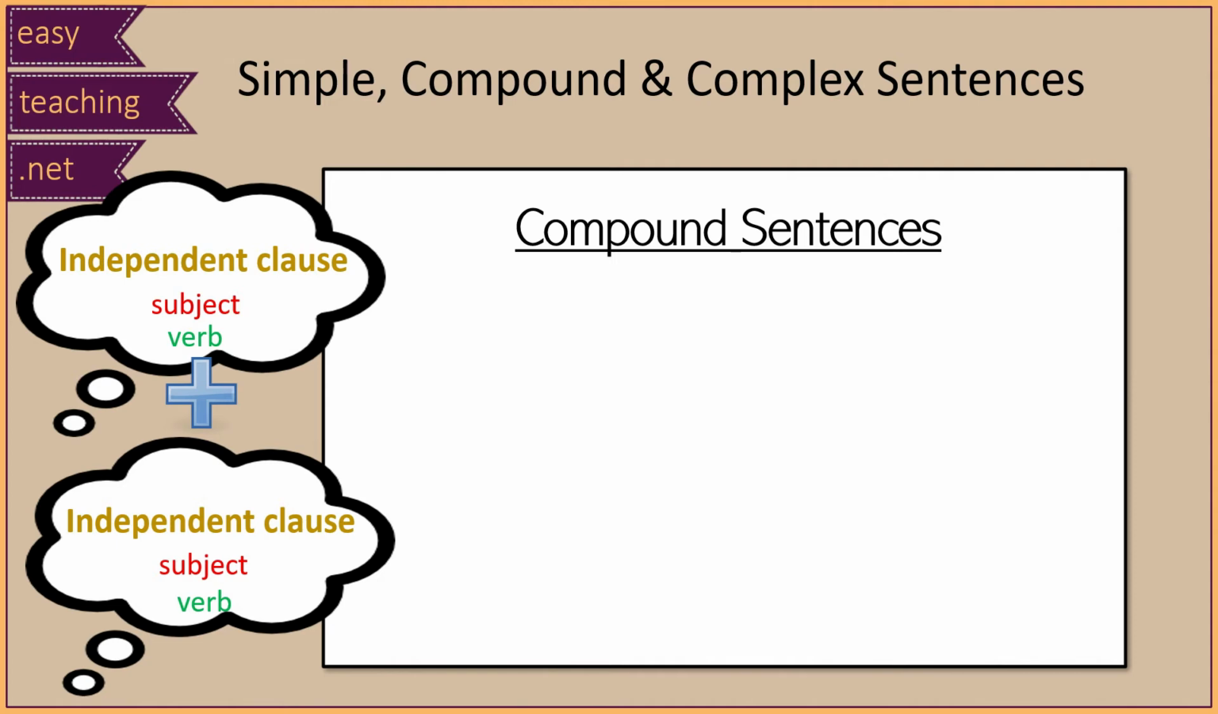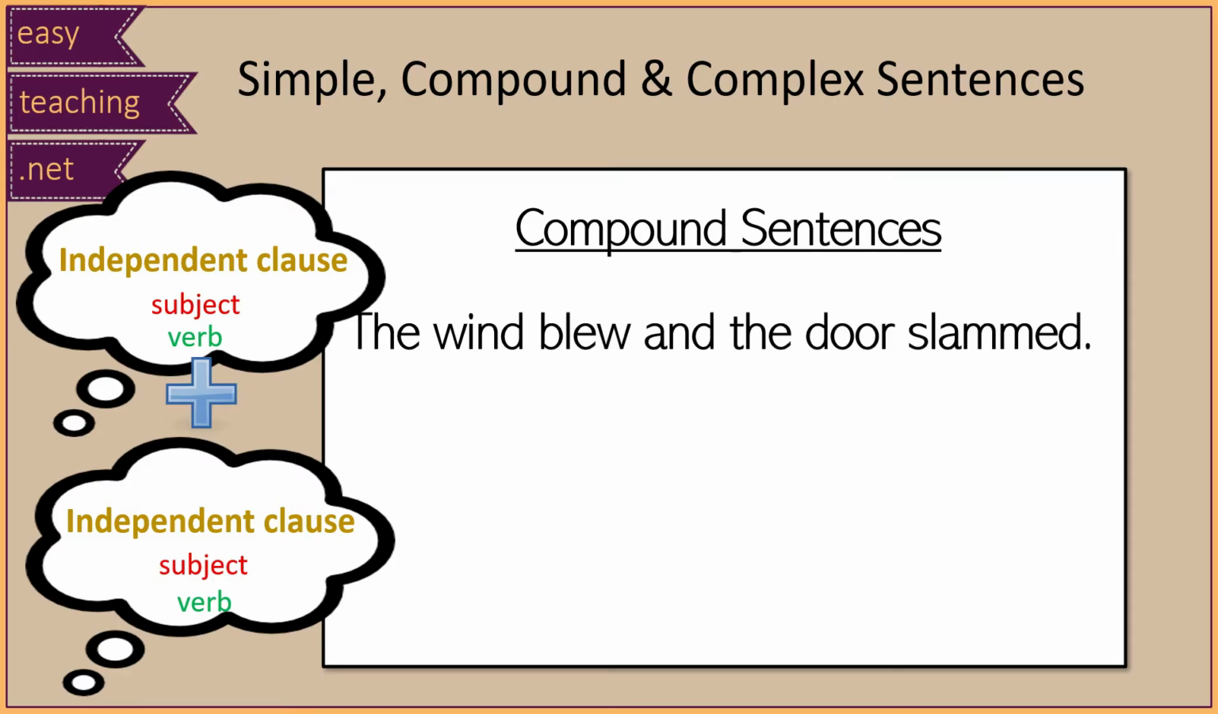Here we'll take a look at some examples of compound sentences. The first, the wind blew and the door slammed. Here is the first independent clause with its subject and verb. Here is the second independent clause. And here is the coordinating conjunction joining them. Notice that both independent clauses are completed thoughts. They can stand alone by themselves and they make sense.